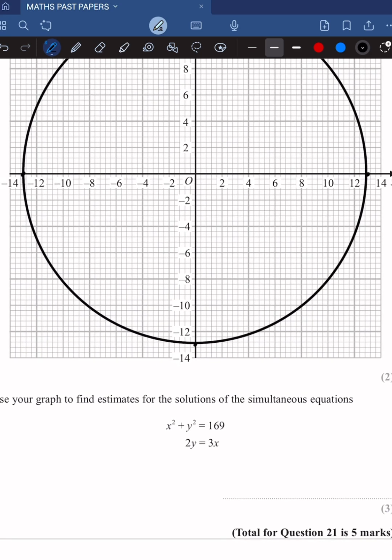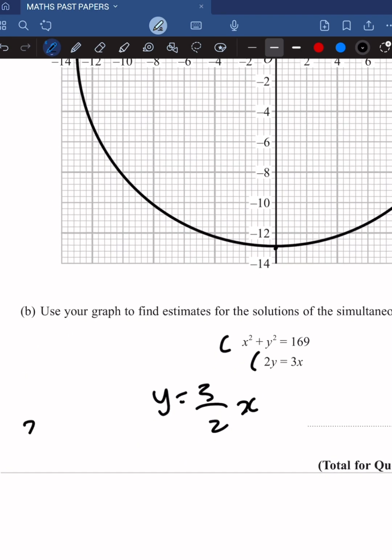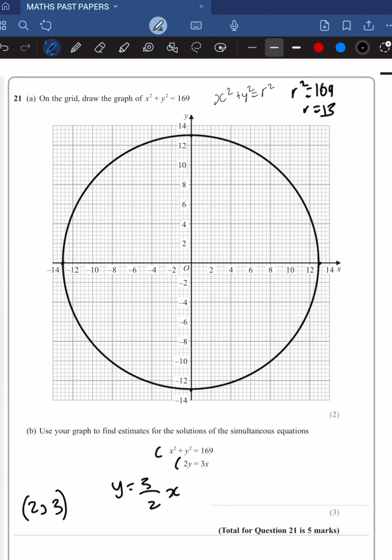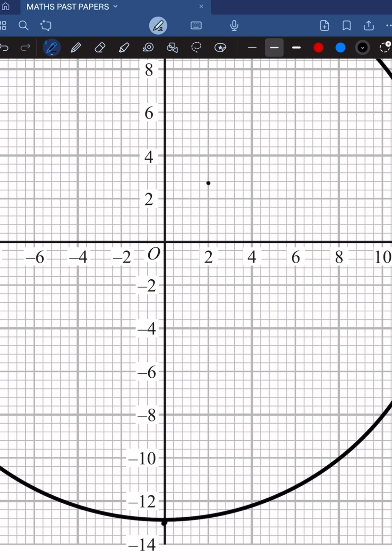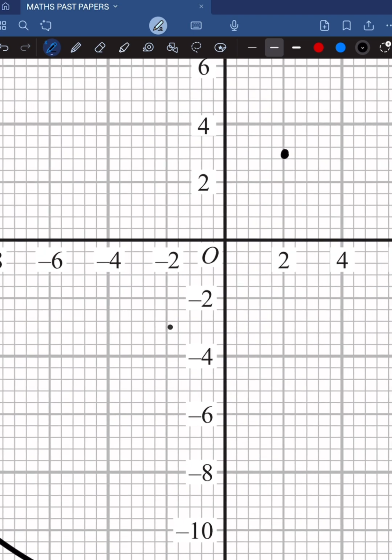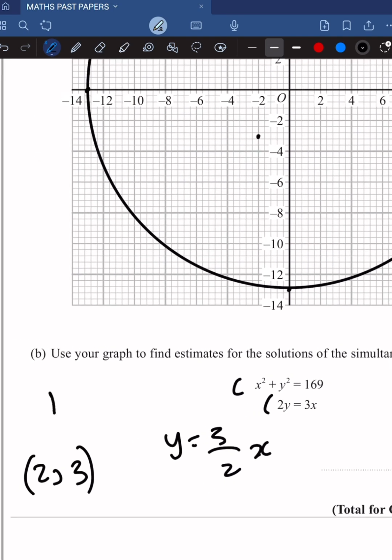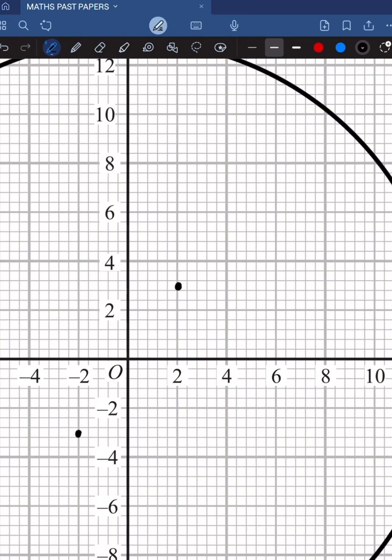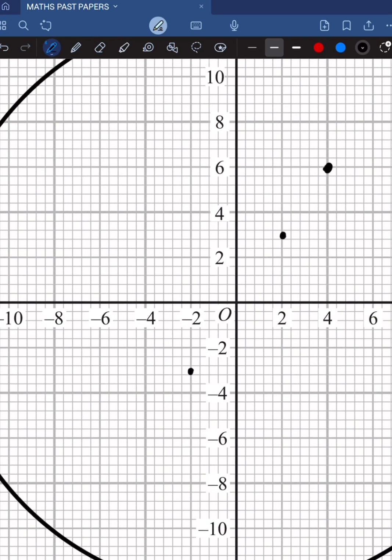Now use your graph to find estimates for the solutions of the simultaneous equations. So we have our equation of the circle here, and 2y equals 3x. So of course y equals 3 over 2 x. So for every 2 across we go 3 up. So we have 2 and 3, then -2 and -3, and then of course we have 4, 6, and -4, -6.